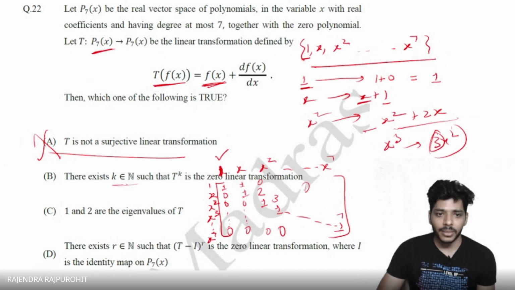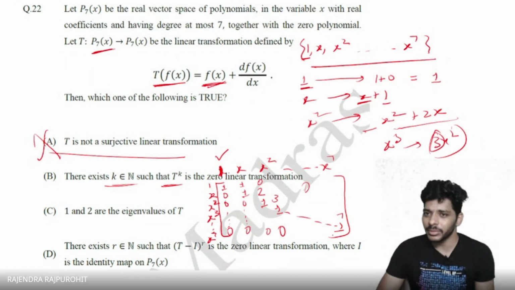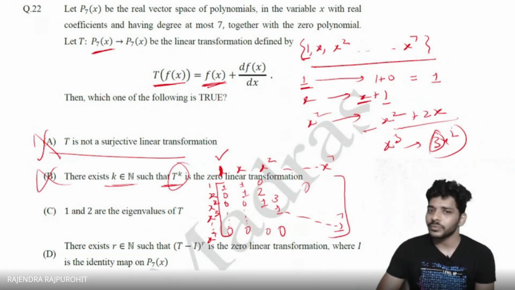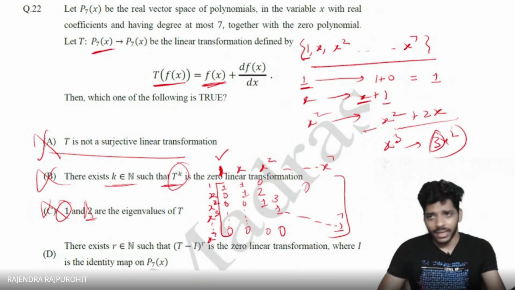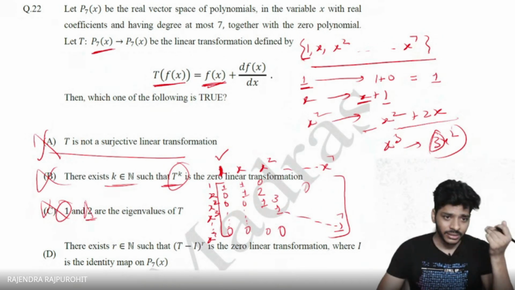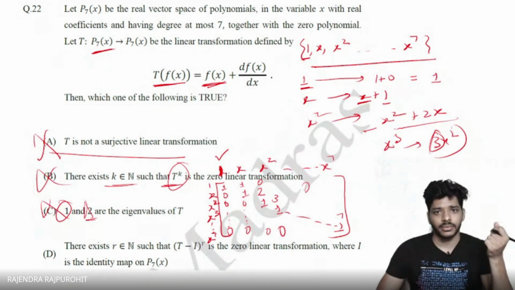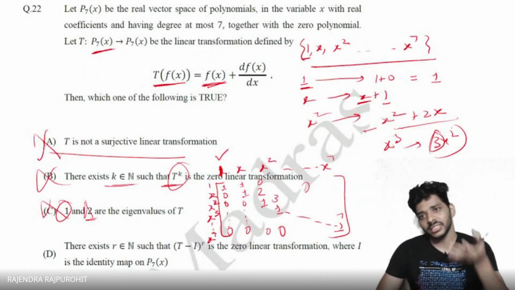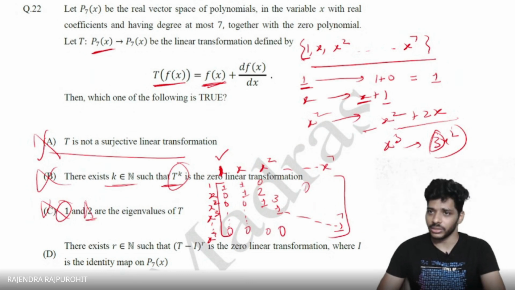There exists k belonging to N such that T to the power k is the zero transformation. It's not nilpotent; it's moreover an invertible matrix. T to the power k is also invertible. You can discard this. All the eigenvalues are only one, since on the diagonal you have only one. So 2 is an eigenvalue? No, that is incorrect. So C is also gone. I can select D because I have discarded the other options. It's an easy question. If you know how to make a matrix, find the image of the basis, make the matrix, you can get 2 marks in your exam.